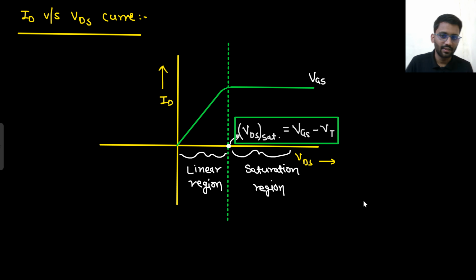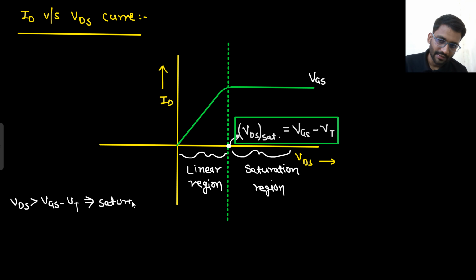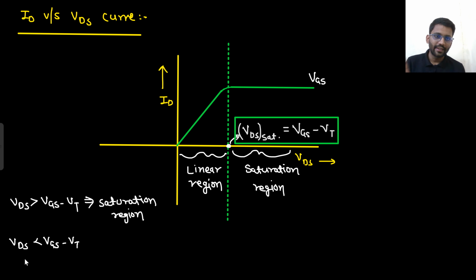Are you getting this point? Here I can write: if your VDS is higher than VGS minus VT, you are in the saturation region. The current is saturated. And if your VDS is lower than VGS minus VT, but it should be at least greater than 0. VDS has to be greater than 0 always.